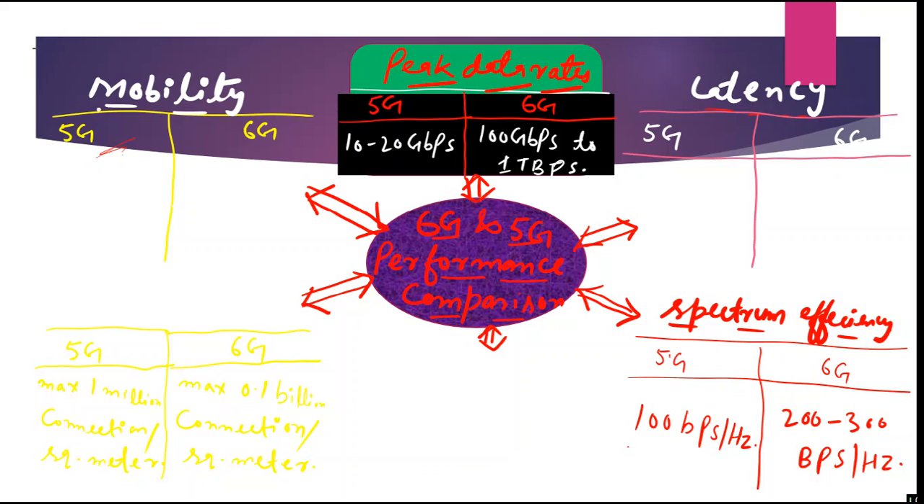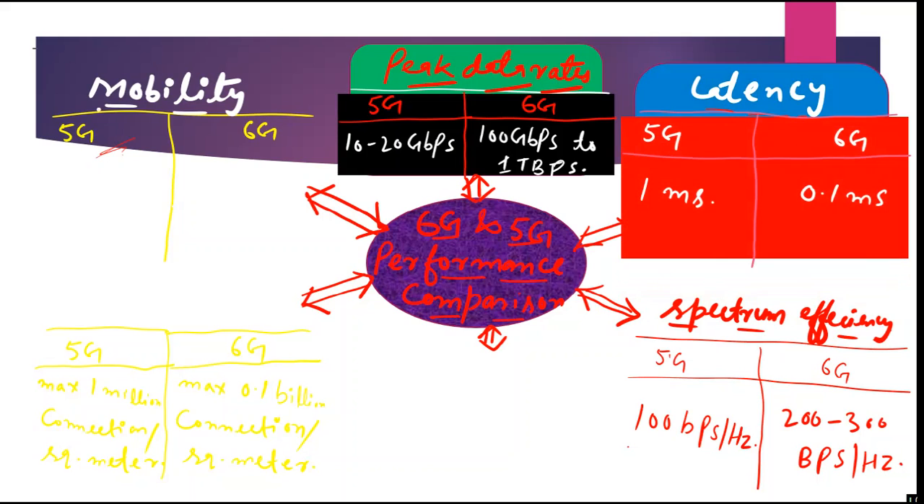So here the 6G is 100 times faster than 5G. In case of 5G, the user will experience data rates or a speed of less than 1 gigabit per second, and in case of 6G, the user will experience data speed of more than 1 gigabit per second. So this is the first parameter.